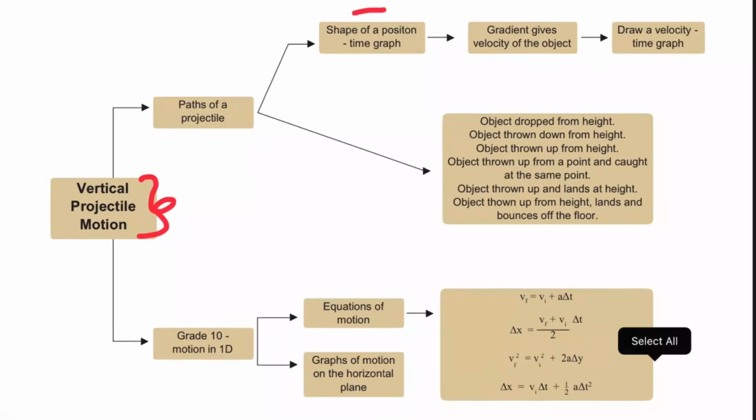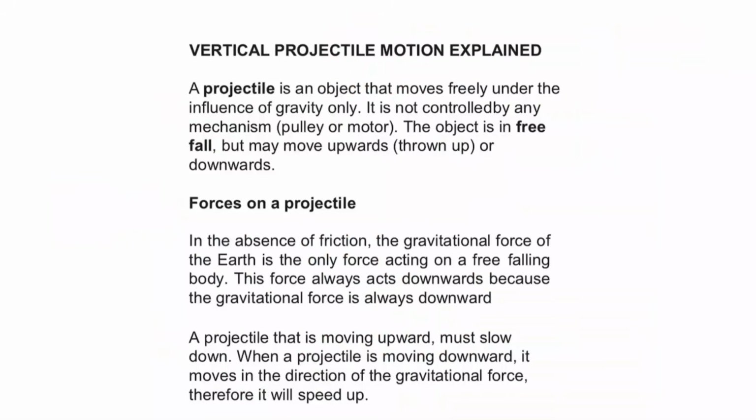Before we can talk about graphs and equations of motion, I want us to talk about the path of a projectile. We've already defined what a projectile is. Let's explain what vertical projectile motion is all about. What is really going on? Okay, that's what you are interested in. So we have defined projectile. There's one last term that we need to go through: free fall.